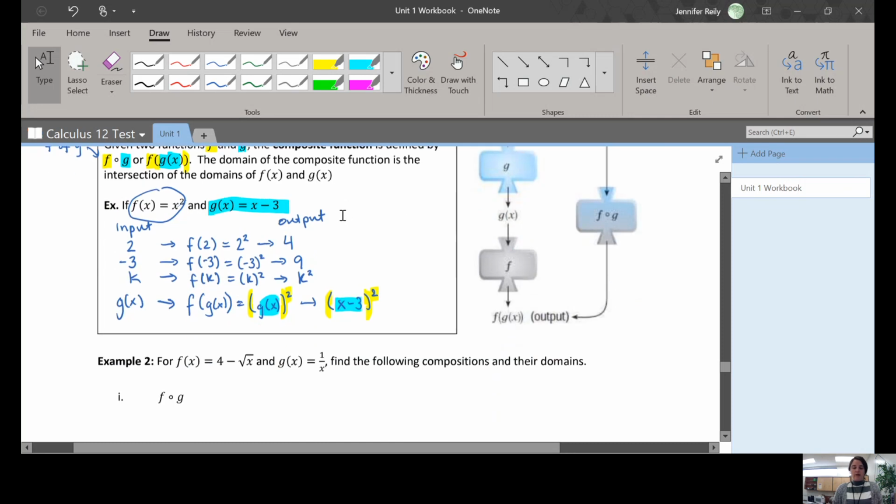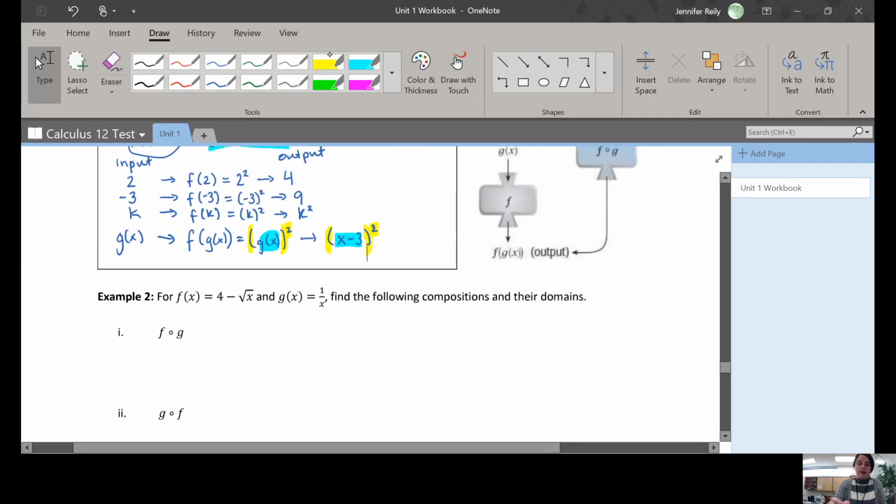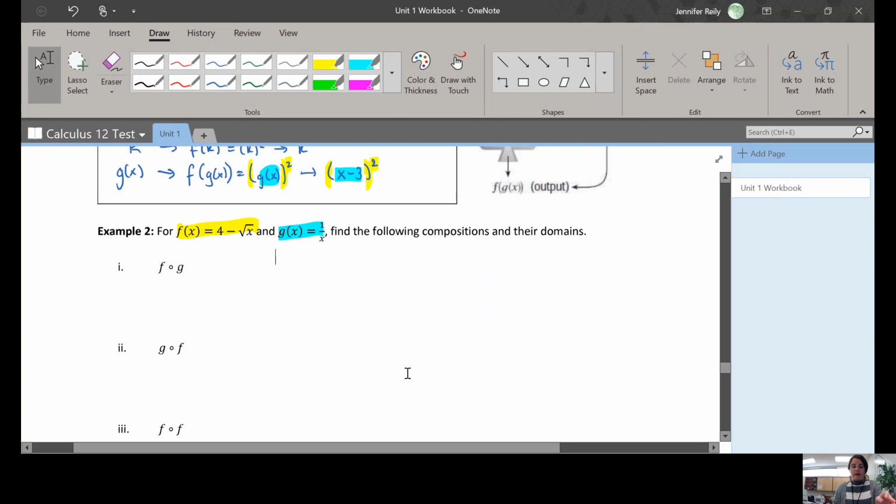Okay, so let's look at two other functions here. This time f of x, I'll use yellow for f of x today, and g of x is going to be 1 over x. We're going to practice doing the composed function. The first one we're going to do is f of g. Another way to write that is f of g. We're going to be putting g of x into the function f of x.